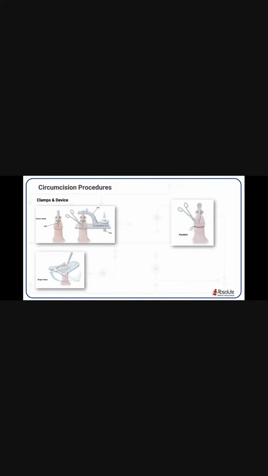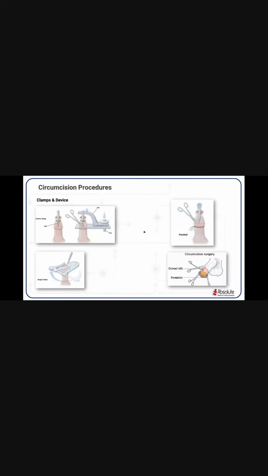Okay, so let's move on to the coding part. Circumcision procedures can be performed using two methods. In medical coding as well, you will see the codes are classified based on these two methods. One is by using clamps or a device, the other is by surgical excision. So let's start with the clamp or device method. This includes using devices like a Gomco clamp, Plastibell, or a Morgan clamp, etc. In this approach, the device is applied to the foreskin, which helps to control the bleeding and allows the surgeon to remove the foreskin in a more controlled and standardized manner.